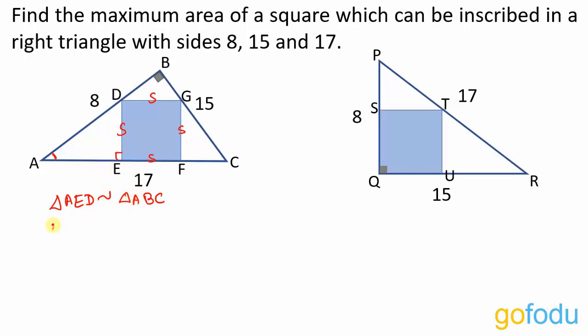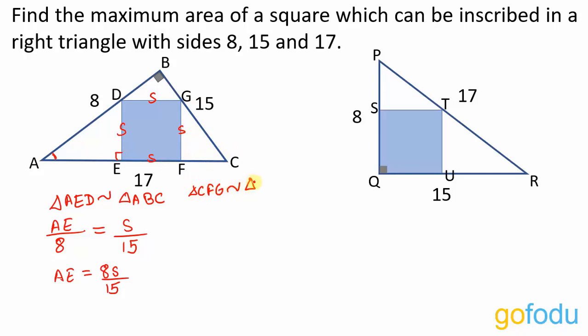So AE upon AB, AB is 8 units, will be equal to ED. ED is s upon BC. BC is 15. So AE will come out to be 8s upon 15.